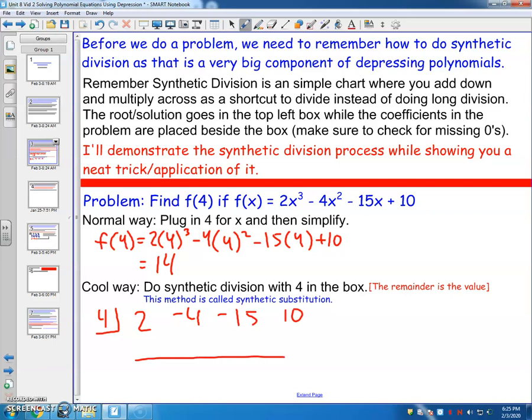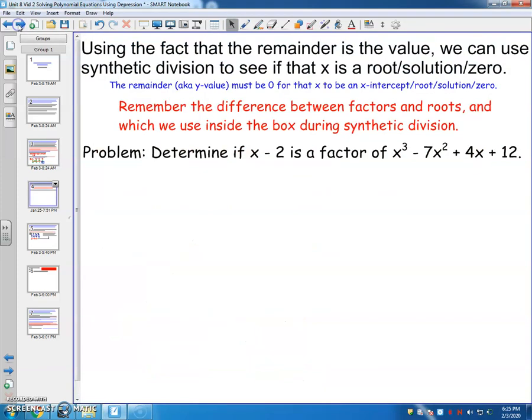We draw the line. Remember, you drop the first number, 2. Whatever's below the line multiplies over in the box. 2 times 4 is 8. That goes diagonally across. You add down, negative 4 plus 8 is positive 4. You multiply across, it's 16. Add down, it's 1. Multiply across, it's 4. Add down, it's 14. That 14 is our remainder, but that's also what we got when we plugged in 4 for the equation. So now that you know you can plug in the value you want in the box for synthetic division to see what the remainder is, we can use that idea.